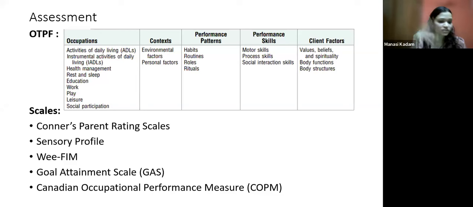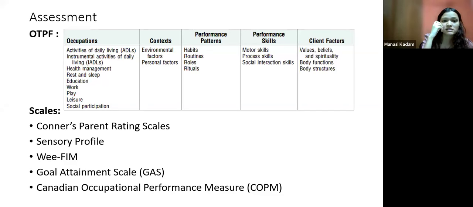That might lead to frustration and again all the aggressive behaviors. Here I've just mentioned a few of the skills. Also Ms. Mansi mentioned Conners parent rating scale, which will again give us an idea about where the aggression is, or what the intensity is in terms of impulsivity, attention, hyperactivity, and sensory profile, just to rule out what sensory level the child is.